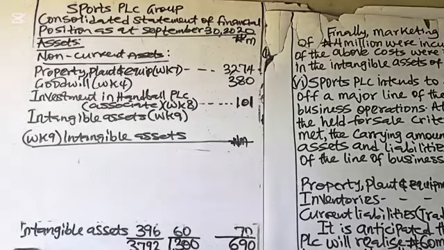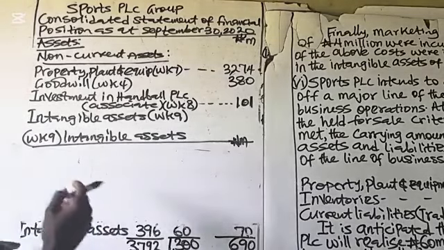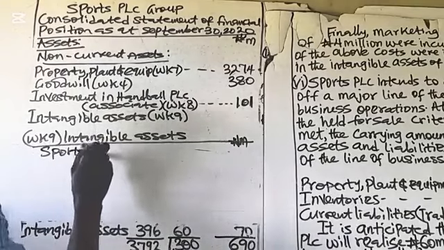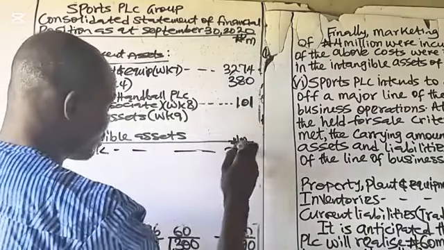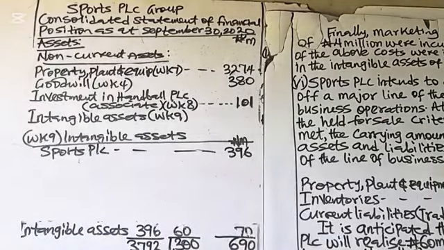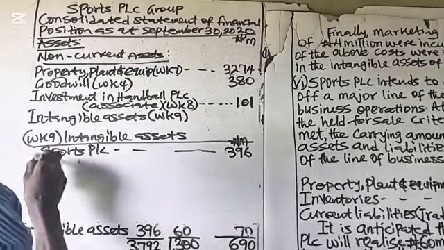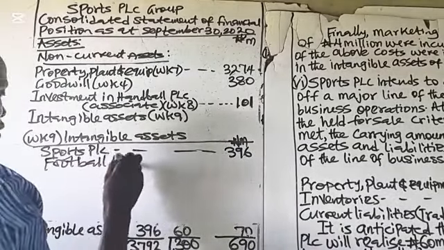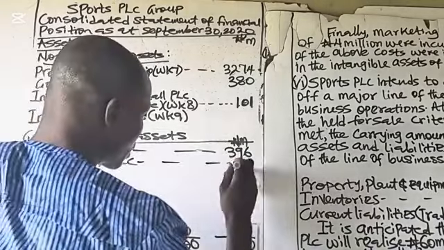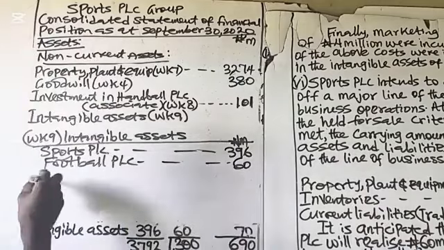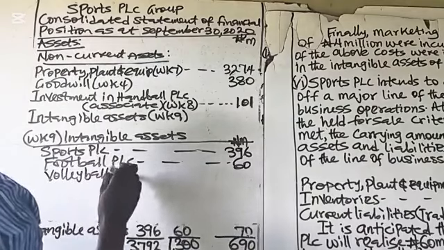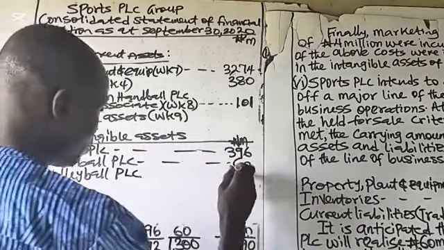That of Sports PLC, we have 396 million. That of Football PLC, we have 60 million. That of Volleyball PLC, we have 70 million.